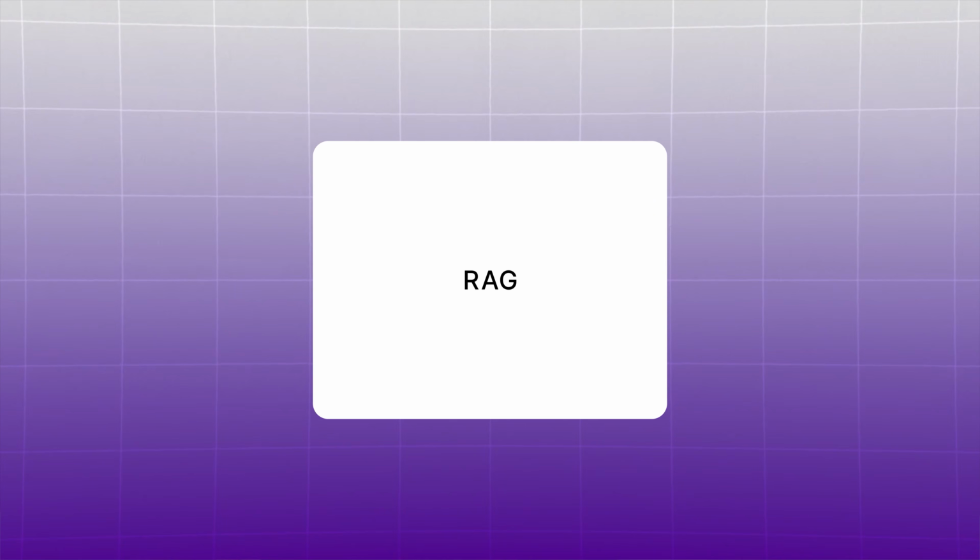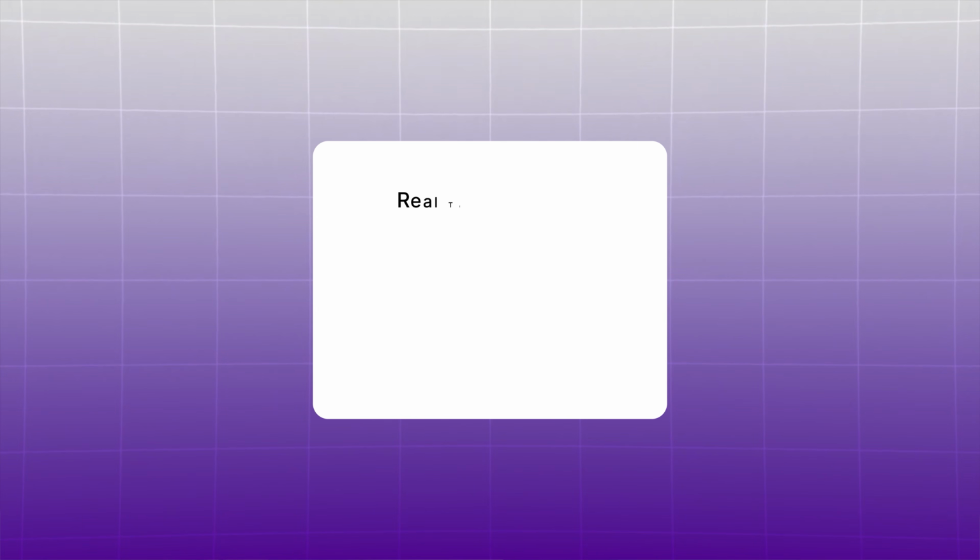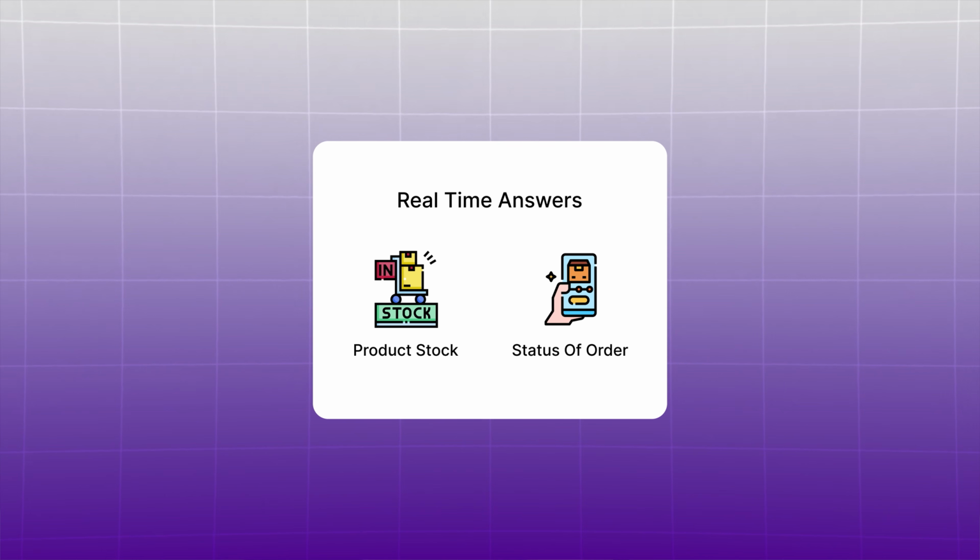Now, something cool about Bedrock is that it has a feature called RAG, Retrieval Augmented Generation. This means that AI can pull real-time data from your own databases while answering questions. So imagine your chatbot not only chatting naturally, but also giving up-to-the-minute answers about whether a product is in stock or the status of a customer's order straight from your backend systems.